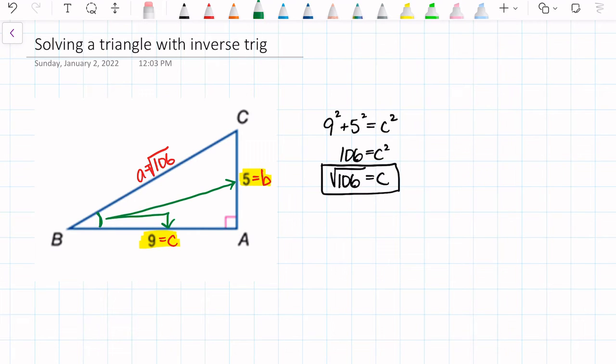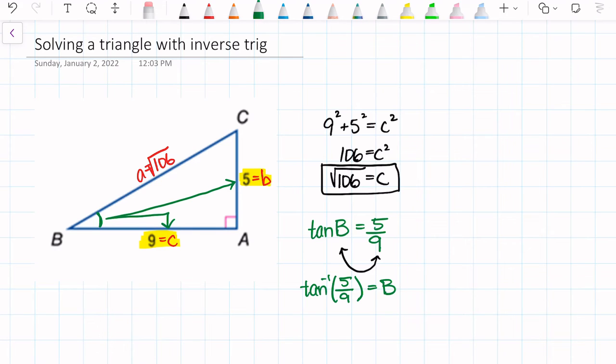So thinking back to SOHCAHTOA, that would be the tangent function. So I know the tangent of angle B would be my opposite side 5 over the adjacent side. Now, to solve for B, I essentially want to switch the input and the output, and we do that using inverse functions. So on your calculator, there is an inverse button, inverse tan. We're going to input 5/9 equals B.